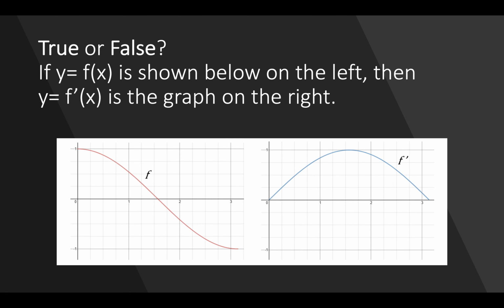The other question was a true and false question, and it states if y equals f of x is shown below on the left, which is in red right here, then y equals f prime of x is the graph on the right, which is right here in blue. So this would have to be the correct f prime graph of this function, but it is actually not, and so the answer to that is false.